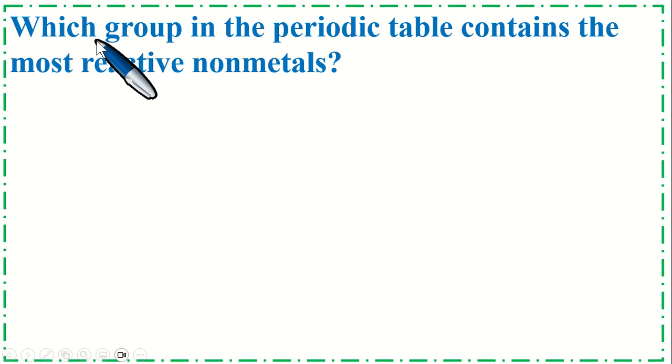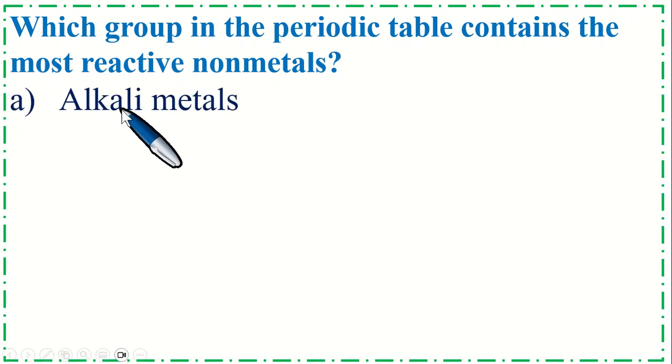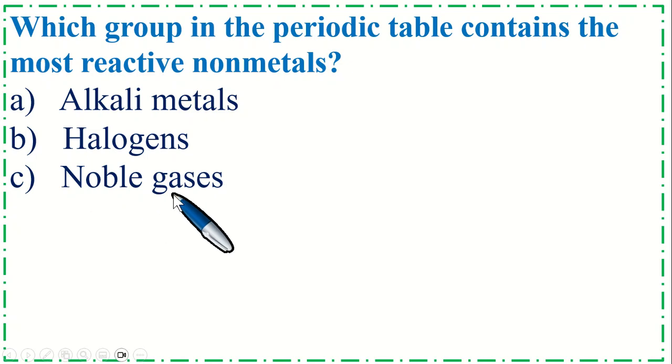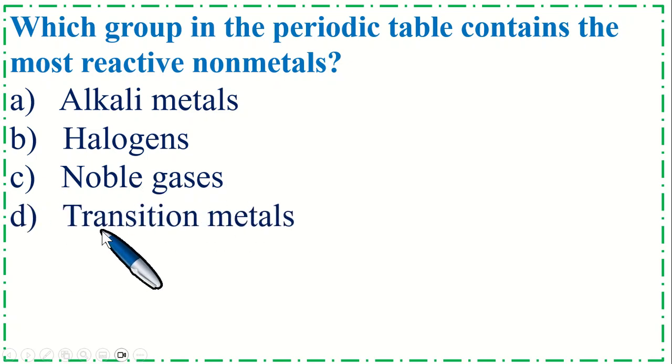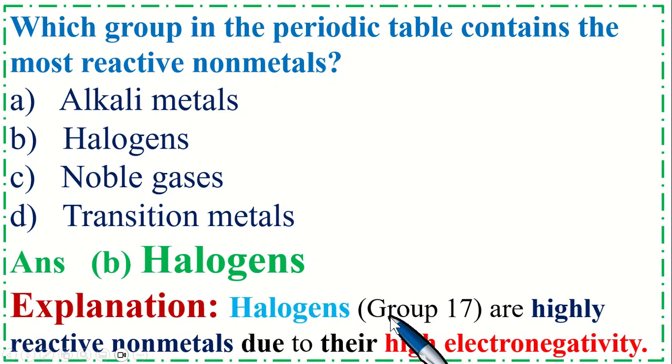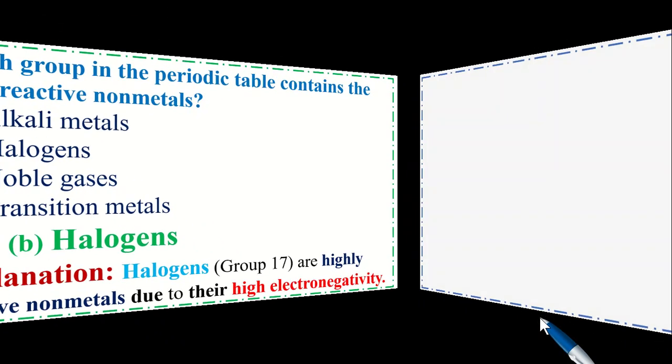Which group in the periodic table contains the most reactive non-metal? Option A, alkali metal; B, halogen; C, noble gases; and option D, transition metals. So the correct option is B, halogens. Halogens, group 17, are highly reactive nonmetals due to their high electronegativity.